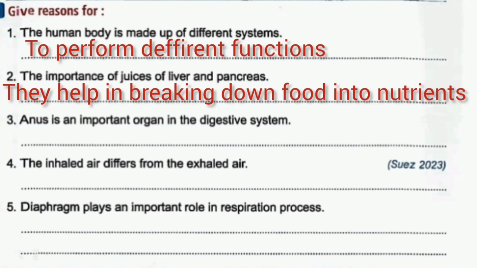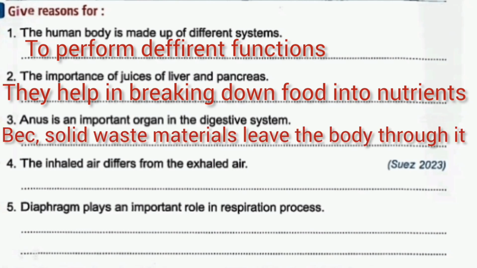Number 3. Anus is an important organ in the digestive system because solid waste materials leave the body through it, through the anus.